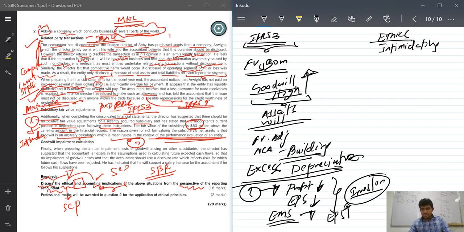And also you should say the other way around. If it is not accounted, what will happen? The EPS will go up. So you should explain both ways. And then the next heading will be the ethical issue.